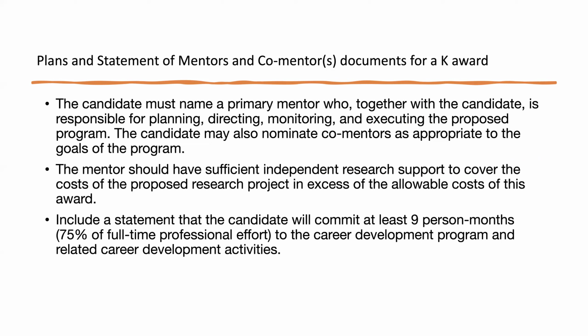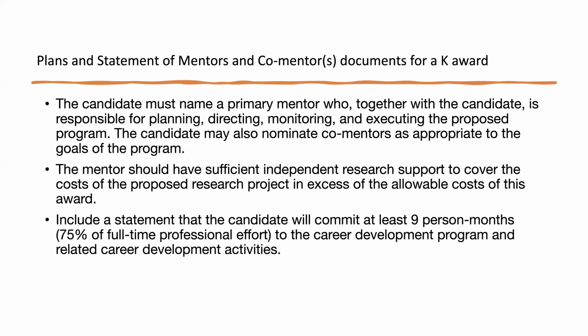So typically, if you have a group of 3 mentors and co-mentors, depending on the different areas of expertise they represent and the different mentoring aspects that they cover, you will have to designate a primary mentor that takes responsibility. And then there are co-mentors who will help guide you through the K Award.